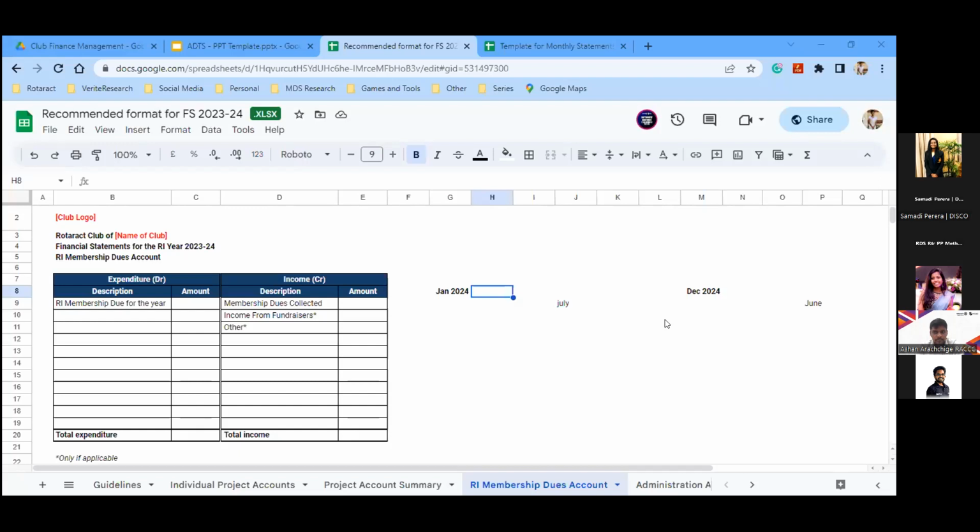What if the member count is different for the previous president and the next president? How do you pay the accurate amount? Okay, let me answer this question first.